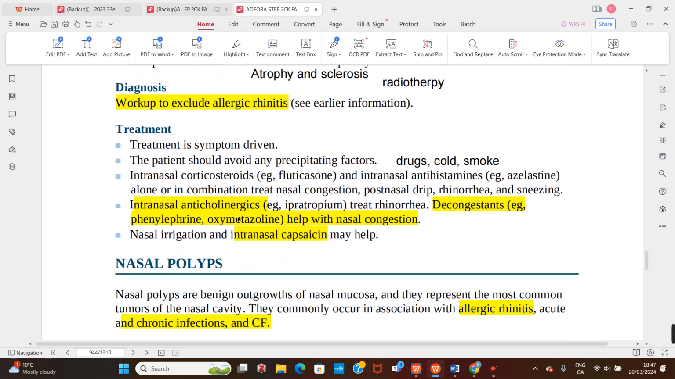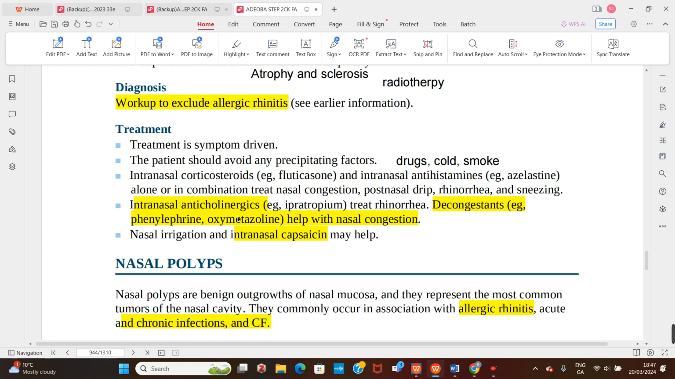So the treatment is the same as in allergic rhinitis. It's just symptom driven. You have to tell them to avoid the precipitating factors that you have identified. If the person is taking some drugs, like antihypertensives, NSAIDs, cocaine, or sildenafil, tell them to stop it. If they are getting exposed to cold air or smoke, avoid that.